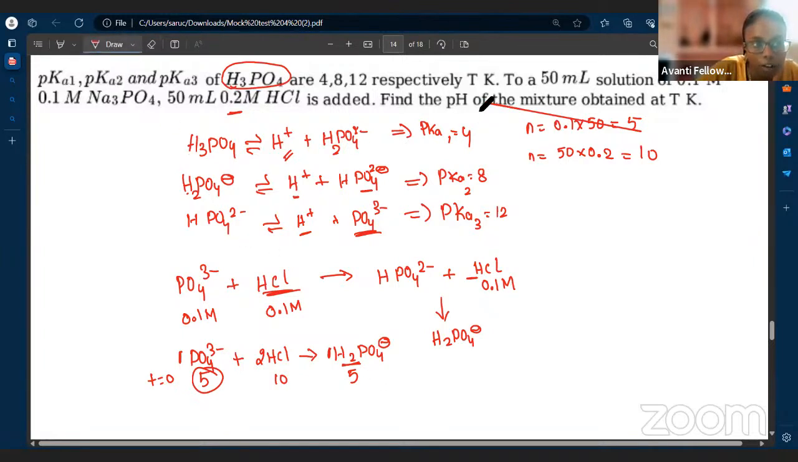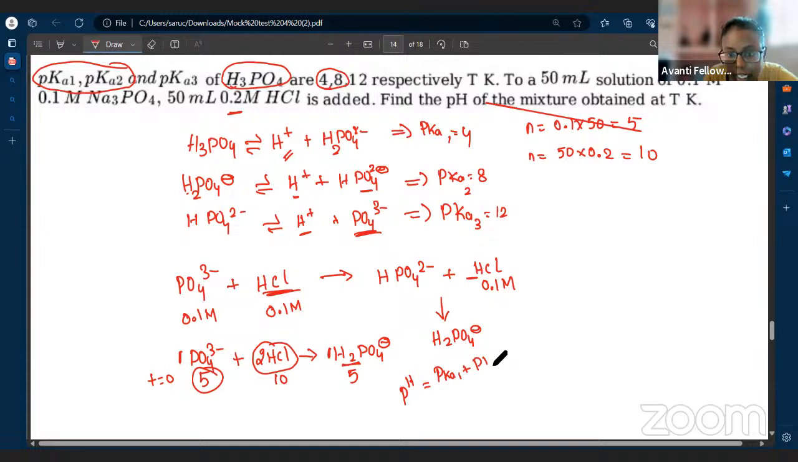Now what you want is to find the pH of the mixture obtained. So what would be the pH? You are going to add the dissociation constants. If you add 1, you are going to add 2 times H plus, because 2 times HCl you are adding. So you have to add these two: pKa1 plus pKa2 by 2 will give you the pH. So 4 plus 8 by 2, the value would be equal to 6. The pH value is going to be 6, that will be your answer.